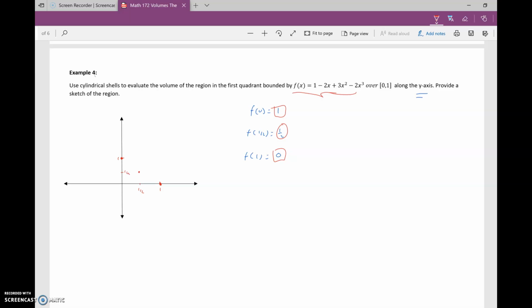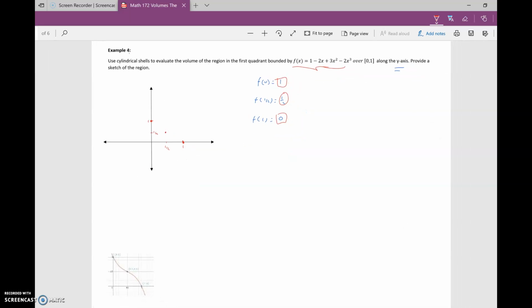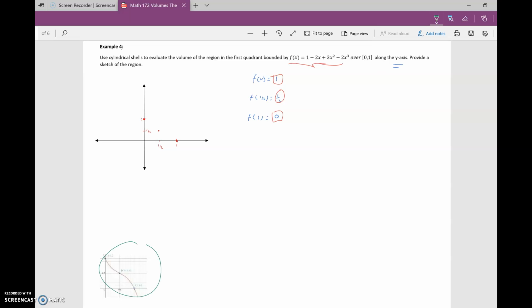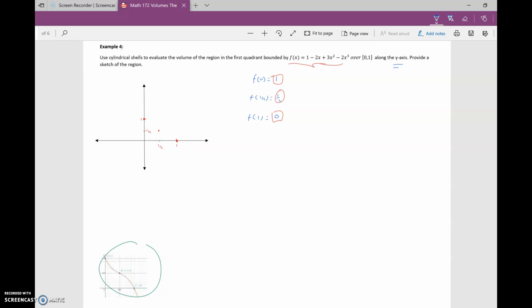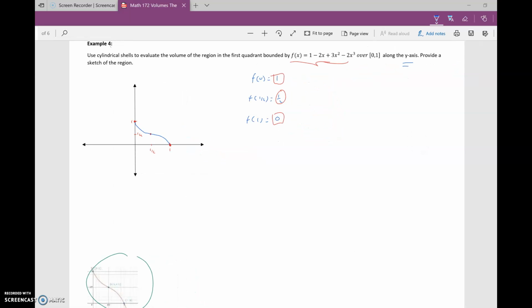And just so that you guys get an idea what it looks like, I graphed it in Desmos. That's the approximate shape. Now, all I need is a basic sketch. So what I'm going to do is I'm just going to connect the dots here with the curve. And we're looking at this. Okay, so we're going to be revolving this one along the y-axis.